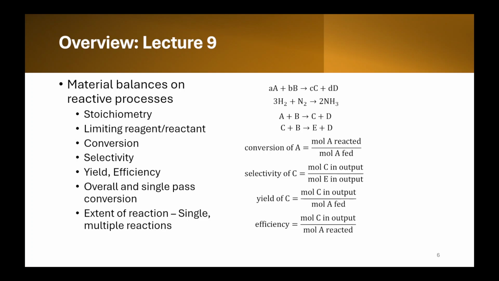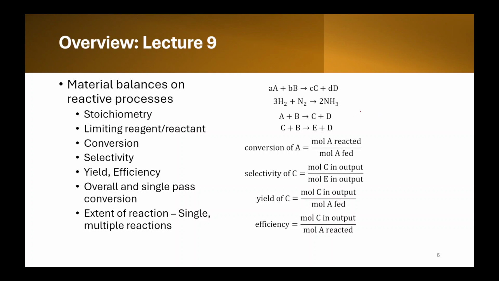Next, material balances on reactive processes. Firstly, it dealt with stoichiometry. Stoichiometry is basically the relation between the concentration or the masses of the reactants and the products. Then next we saw the limiting reagent or the reactant.